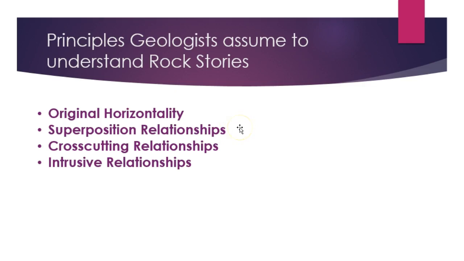The next principle is the one of superposition, which basically says that the layers on the bottom are going to be older than the layers on the top because things need to be layered on top of one another unless you've got evidence that something's been overturned.